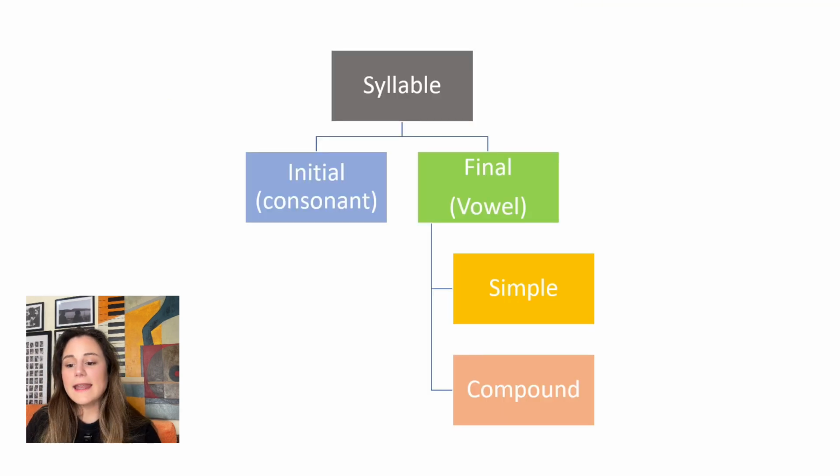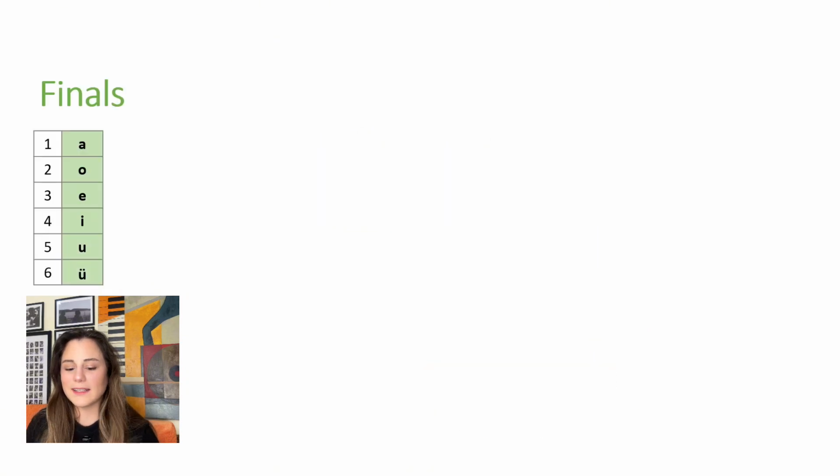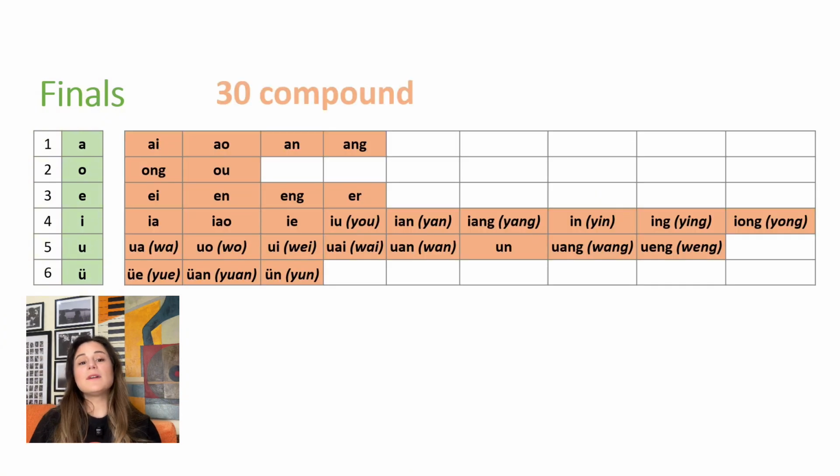Okay, now we talked about the simple finals. Now let's talk about the compound finals. In order to create a compound final, first you need to take the simple final and add a couple of vowels. For example, if we talk about the a, then we can create ai.